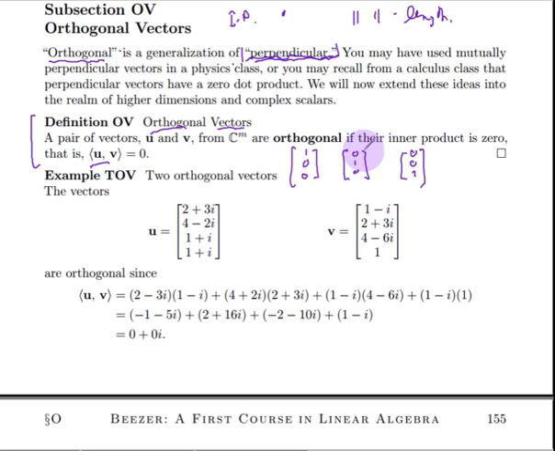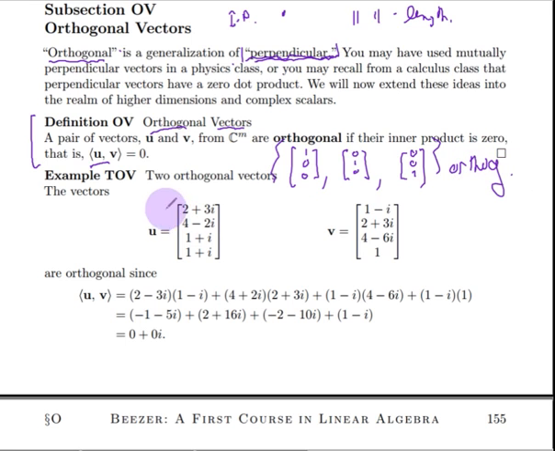Same with these two vectors. Take the inner product. First times first is 0, second times second is 0, third times third is 0. Add them up, you get 0. The inner product of those two is 0. Any combination of inner product of two vectors in this set is going to give 0. So all of these vectors are orthogonal.